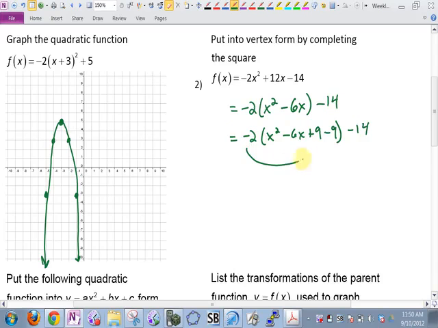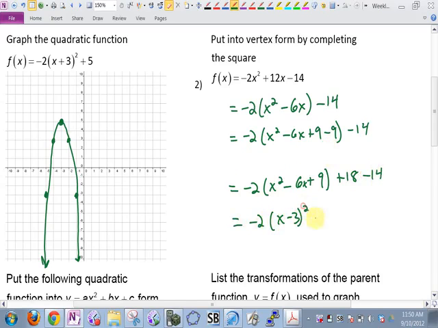I need to distribute this -2 to the -9. So when it comes out of the parentheses, it comes out as a positive 18. So probably the second most common mistake was not getting a positive 18. So then your last step is to factor, so you get -2, x minus 3 squared plus 4.